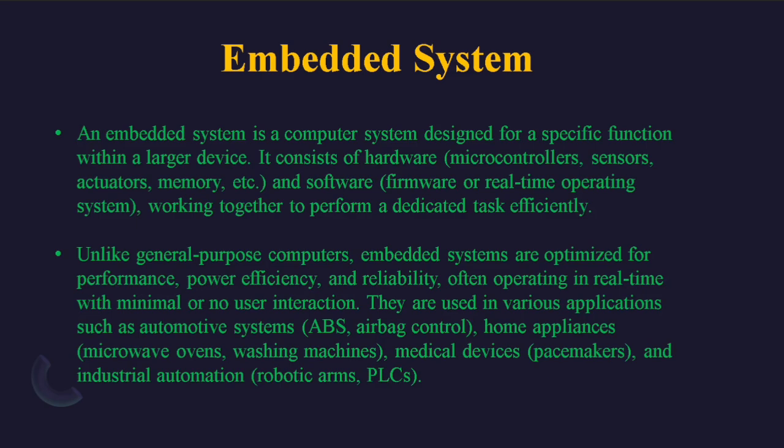So, what is an embedded system? An embedded system is a specialized computing system that is built into a device to control its functions. It is designed to perform a specific task rather than general purpose computing like a laptop or smartphone. Many embedded systems work in real time. It means they must respond quickly and accurately. There are four types of embedded system. First one is standalone embedded system, second is real-time embedded system, third one is network embedded system, and the last one is mobile embedded system.